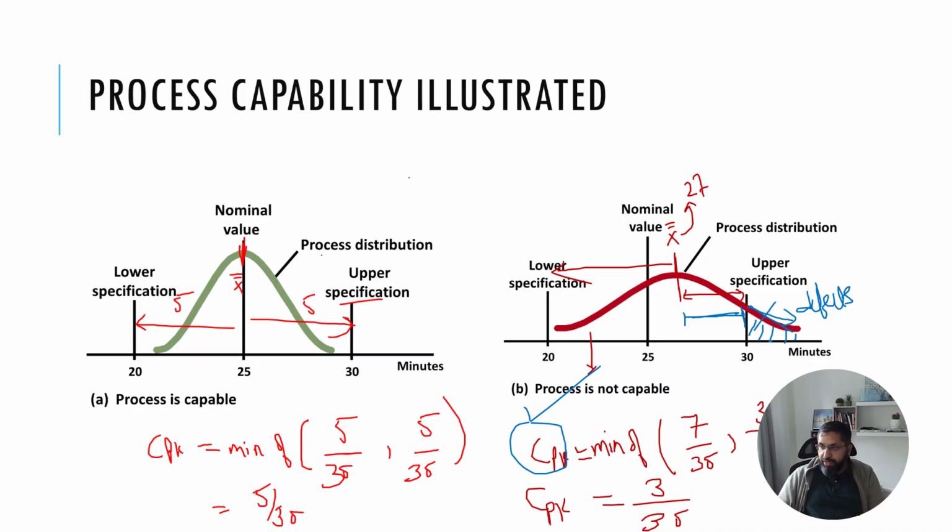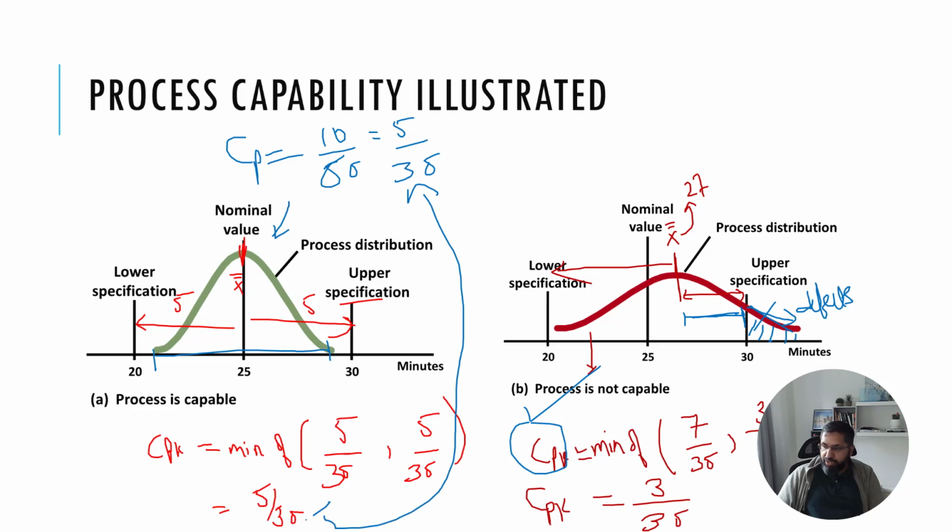Whereas CP, whatever the standard deviation, is going to be for this process 30 minus 20, or 10, over 6 sigma, which is 5 over 3 sigma. So notice when the process is centered, CP equals CPK.